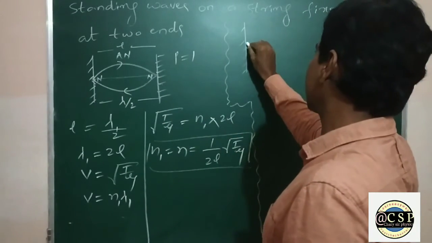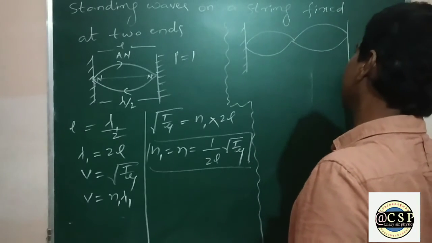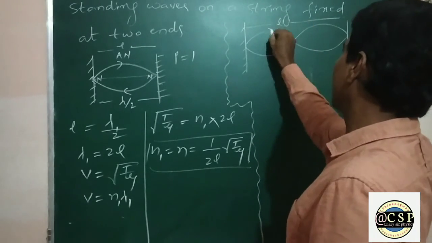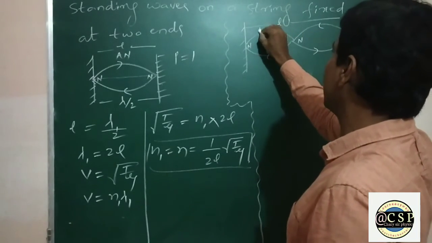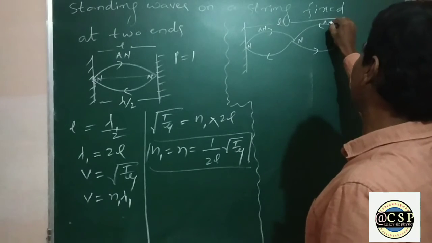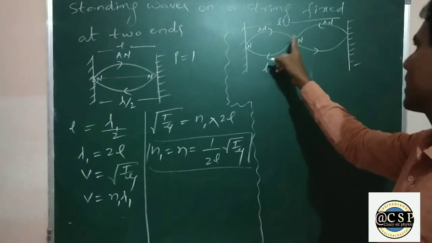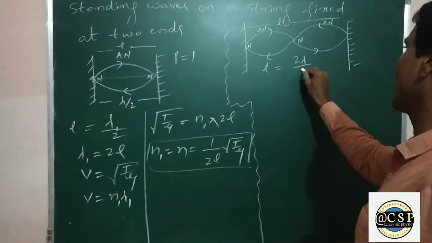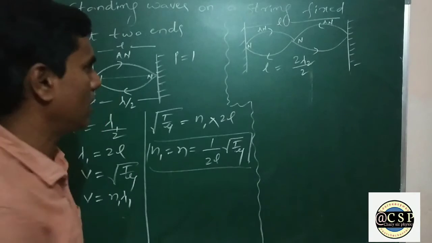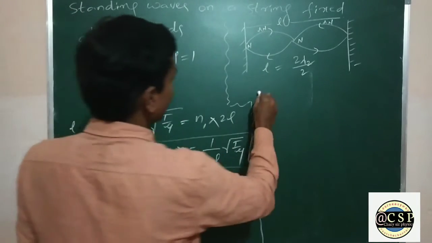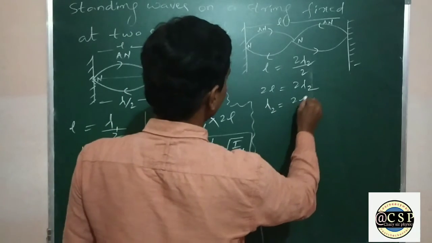Next, between the 2 ends, the number of modes is 2. So its length is L, like this. Here are nodes, here are antinodes. Now with 2 supports, length L is equal to lambda by 2, lambda by 2, that is 2 lambda 2 by 2. We consider lambda 2 here, so we need to calculate lambda 2. L is equal to lambda 2, so lambda 2 is equal to 2L by 2.